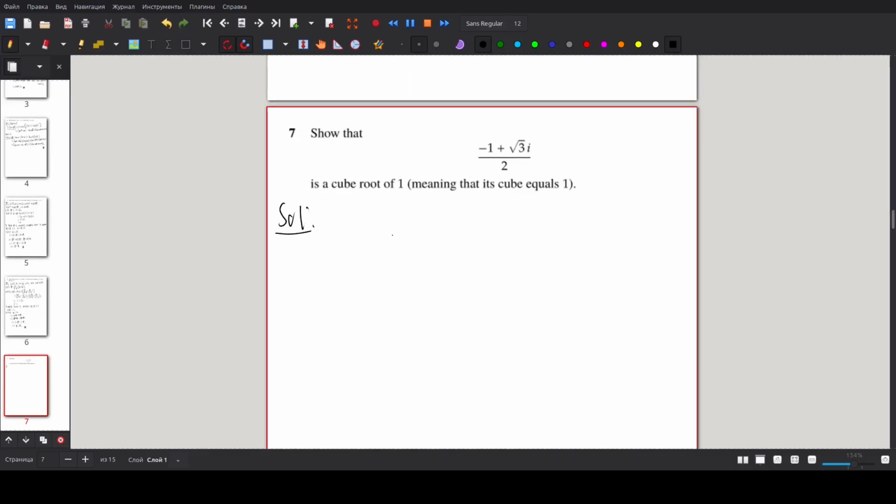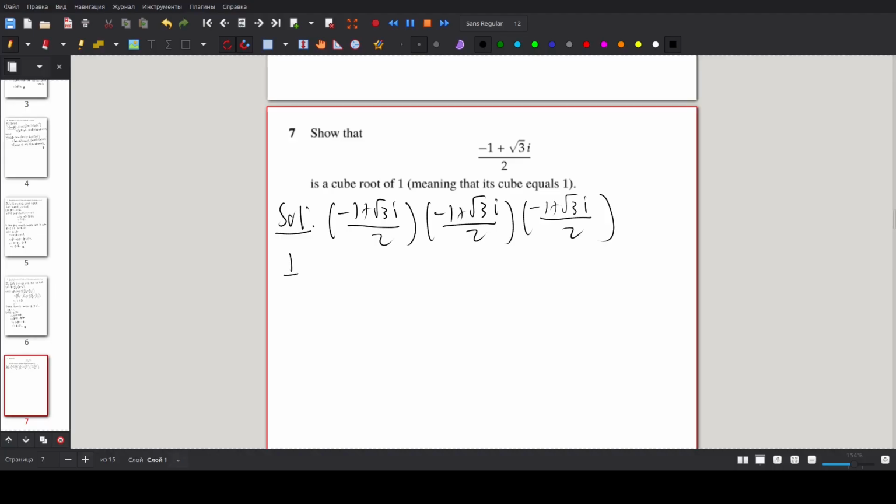Next. Okay, something a little bit different here. So I might be a little lazy on this one. Basically we've got to cube this thing, which means we're doing minus 1 plus square root of 3i over 2 times itself 3 times, right? I'm not really going to use words because it says show, but I'm being informal. So we've got 2 times 2, so I'm going to pull out that 1/8. So that's going to equal 1/8.